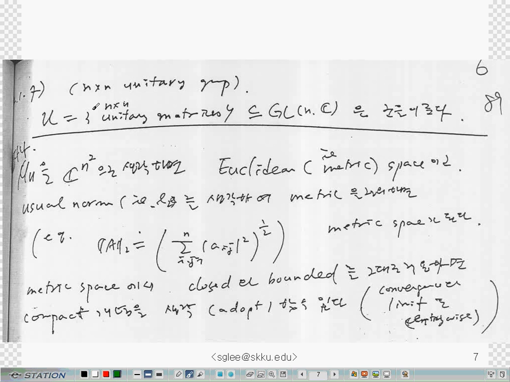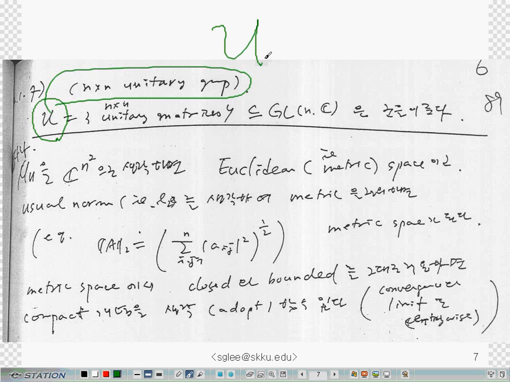Next, we think about the n by n unitary group. Let U be the set of n by n unitary matrices. This is a subgroup of the general linear group of size n by n.